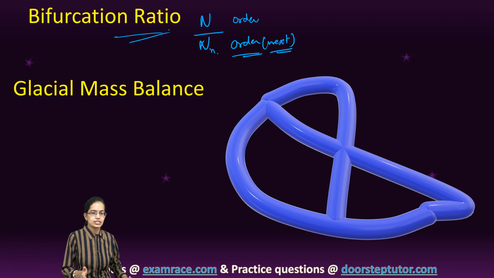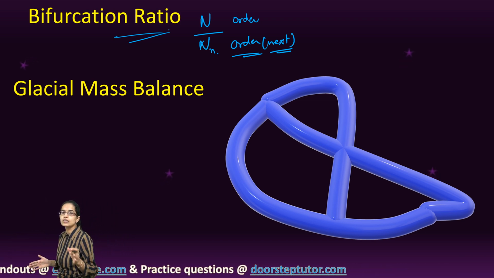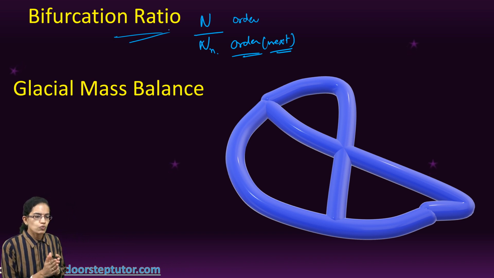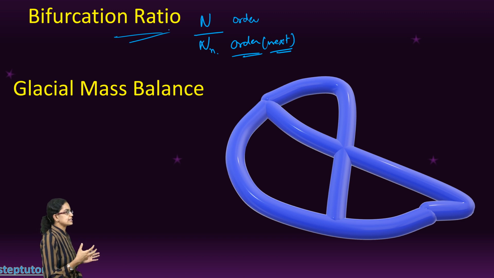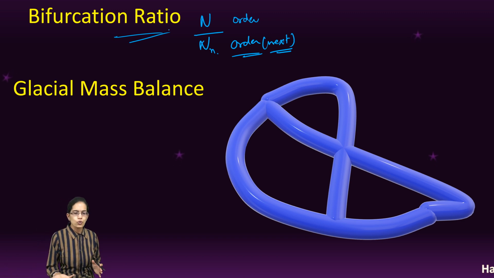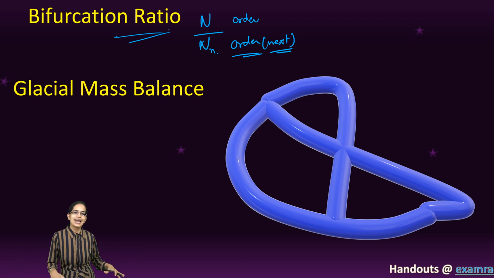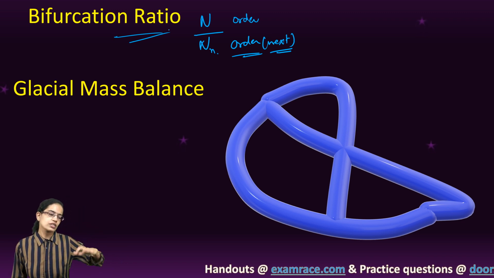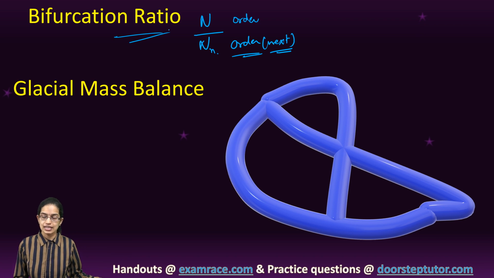Now bifurcation ratio tend to decrease when we are trying to move in a downward direction. So what would happen? We have, let's say, a bifurcation ratio of 2 which talks about a flat land. However, when we have a bifurcation ratio of 3 or 4, it talks about a high mountainous area that is there.